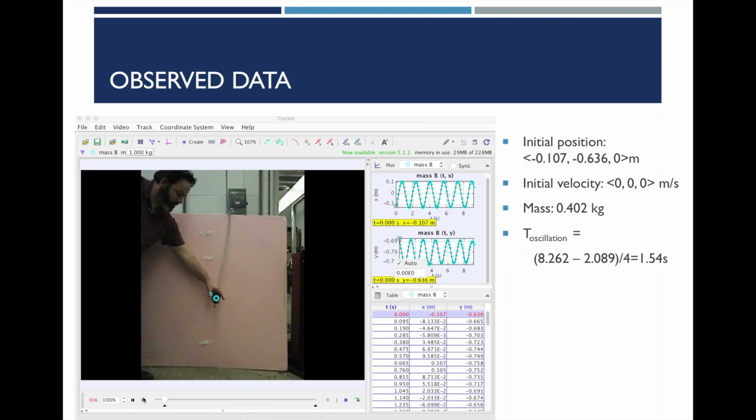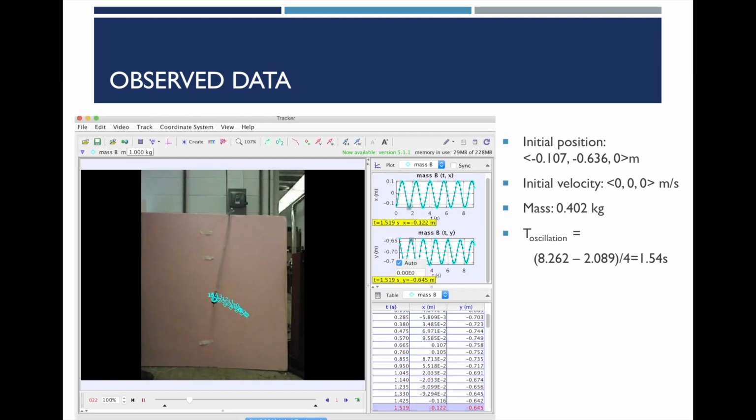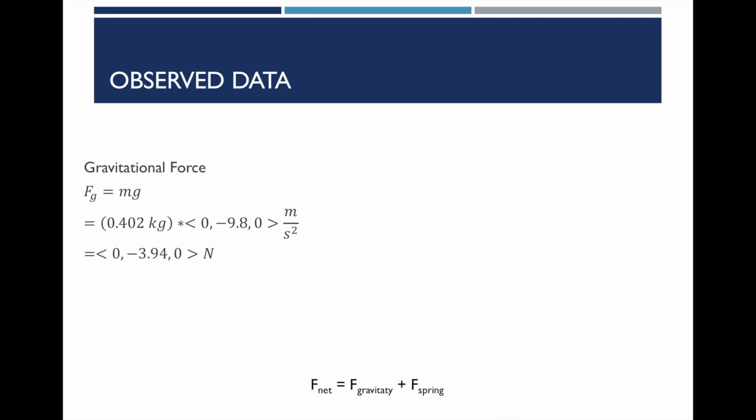From the observations, Tracker was used to measure the motion of the mass. Its initial position, velocity, and mass were all either given or determined from the graph. The oscillation time was determined by taking the time for 4 total oscillations to be completed divided by 4, which equaled 1.54 seconds. Going back to the fundamental principles, in order to calculate the net force, the gravitational force needs to be determined. The gravitational force is equal to the mass times the gravitational constant, which in vector form equals a y component of negative 3.94 newtons.